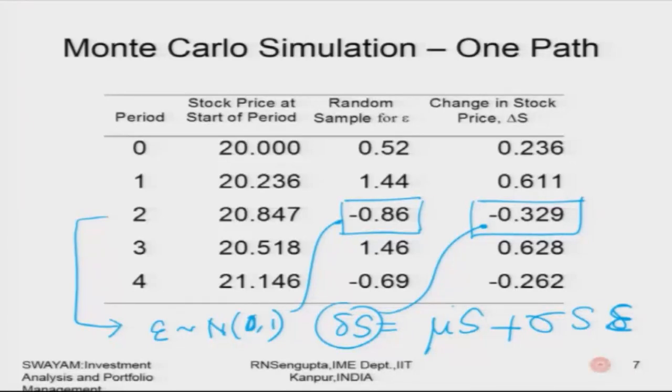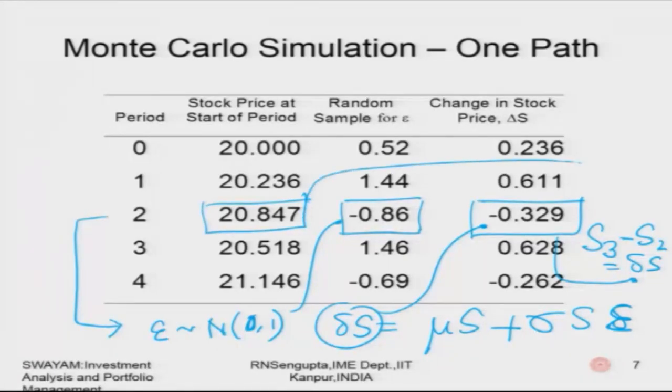Epsilon. So, this is the first term, and this is the second term, and there epsilon is given by minus 0.86. So, once this is done, your value would be now S3 minus S2 is equal to delta S. Delta S is this one. S2 is already known, which is 20.847, and the value of S3 now is given by this.